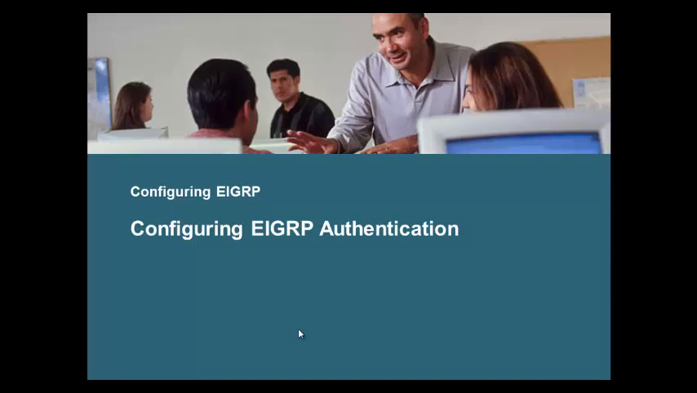EIGRP authenticates a neighbor. Once the authentication is successful, only then the neighborship is established. The adjacency is going to be formed. First the neighborship and then the adjacency. First for the neighborship, the hello packets carry the message digest of the key ID and the key string.